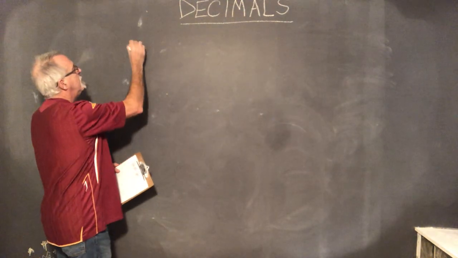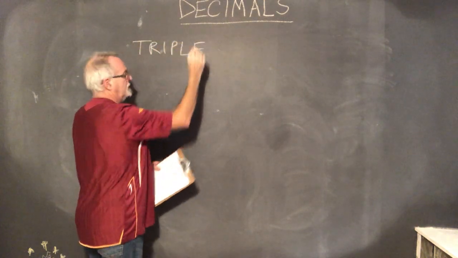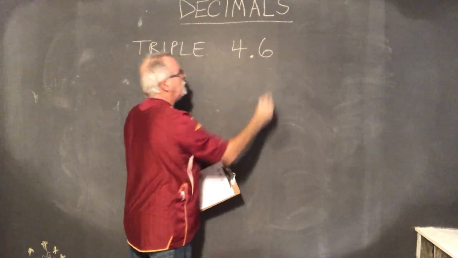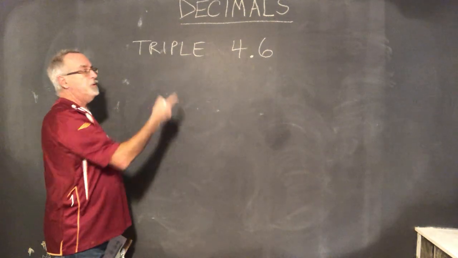Triple. 4.6. We want to triple 4.6. So that means I'm multiplying 4.6 by 3.